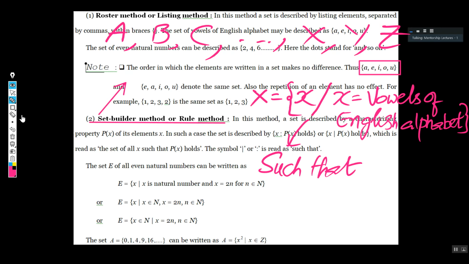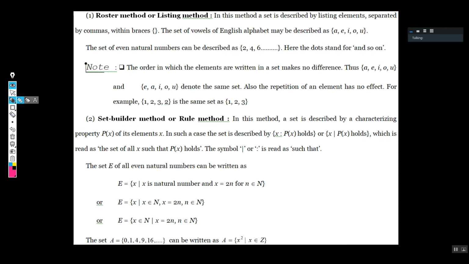That's what it is. Let us see the examples. If you have any doubt, you can disturb me in between, please. You can ask me. Please do not keep quiet. You can respond. Okay, now let us see some examples. The set E of all even natural numbers can be written as E equals X such that X is a natural number and X equals 2n for n belonging to N. This is what you have to understand. To write the rule, you must also have some mathematical knowledge.